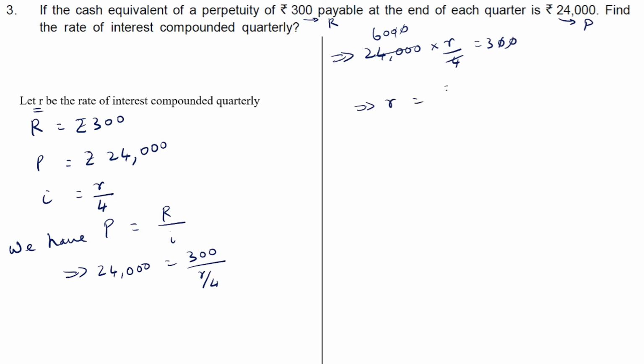So R is equal to 3 by 60. It is 1 by 20 into 100%. Therefore, R is equal to 5%. So the rate of interest compounded quarterly is 5%. A similar question was given in the sample paper for 2 marks. Here again, writing what is given and the formula carries 1 mark, and getting the answer for the rate of interest carries 1 mark.